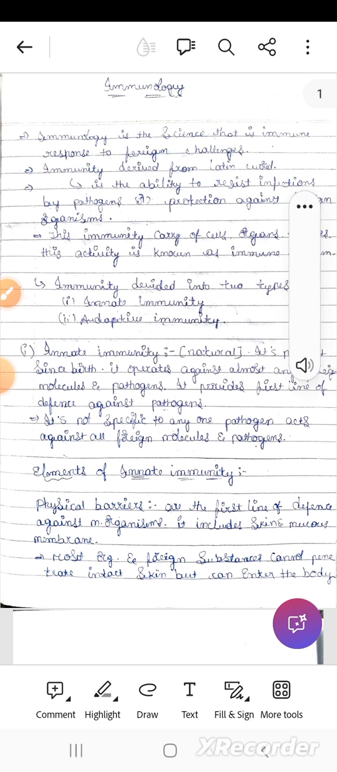Immunology. First, we have to know the definition of immunology. Immunology is the study of immunity. It is the science of the immune response to foreign challenges. Immunity is derived from a Latin word.